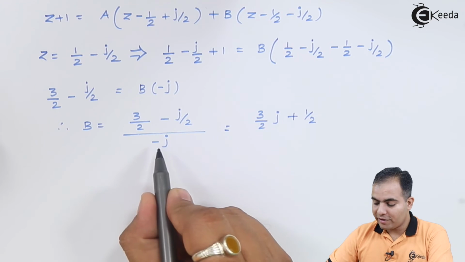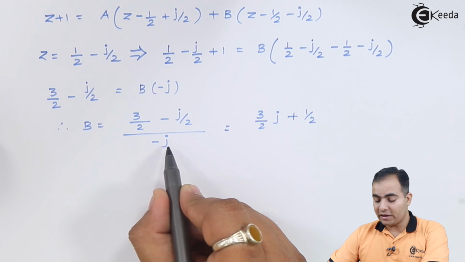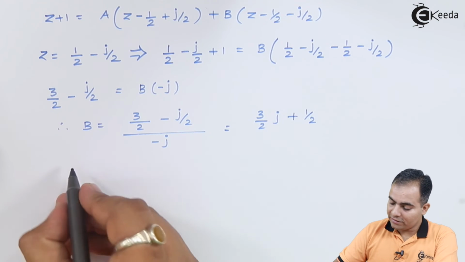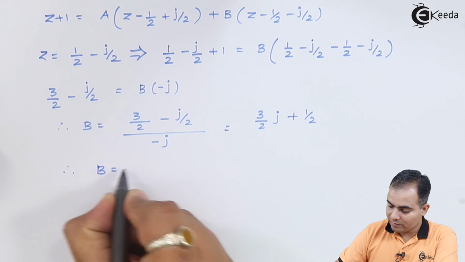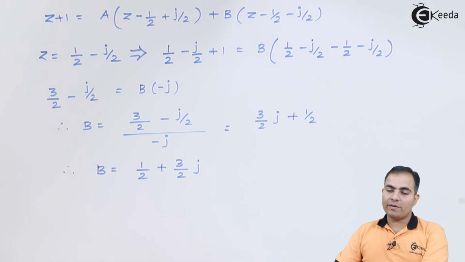But in the denominator, if I multiply it with j, j into j is j square, and j square gives us minus 1, and minus into minus is plus. So this value remains as it is. So my b value is half plus 3 by 2 into j.